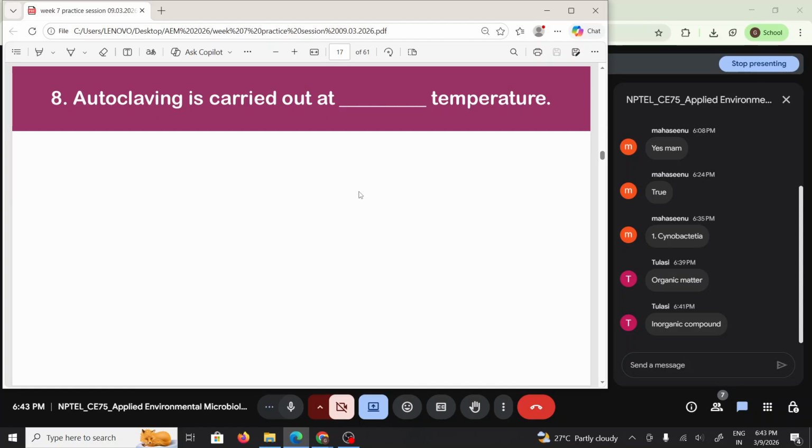Okay, I guess most of you are from microbiology and so on, so this is one more easy question. Autoclaving is carried out at which temperature?